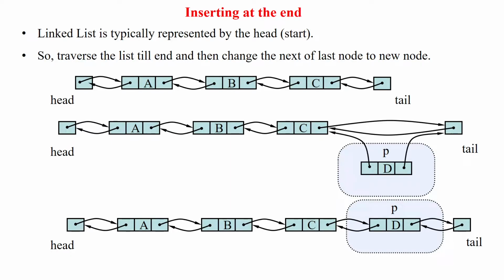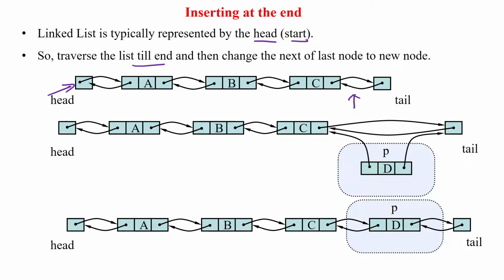Inserting a node at the end of the doubly linked list. The linked list is typically represented by the head or start. Here the head is represented here. We traverse the list till the end, because I want to insert my new node at the end of the list.